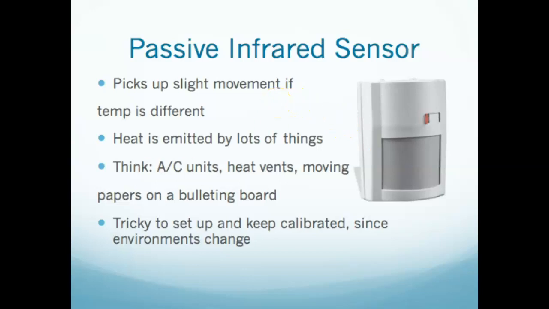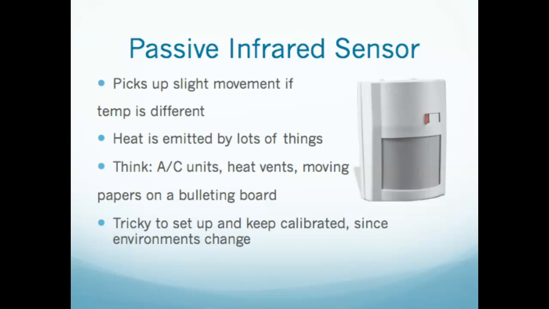The problem is that heat is emitted by lots of stuff. Air conditioning units, heat vents, even moving papers on a bulletin board. If you put a fan on it, the heat from one side of that piece of paper to the other is constantly changing because it's moving back and forth, right? It's not staying constant. Fan yourself with a little hand fan, and you'll notice that you get cool and then warm, then cool and warm, depending on how fast your hand's going, right? Same principle. And because you're changing the temperature, that's why people think it's picking up motion. It's really picking up temperature change.